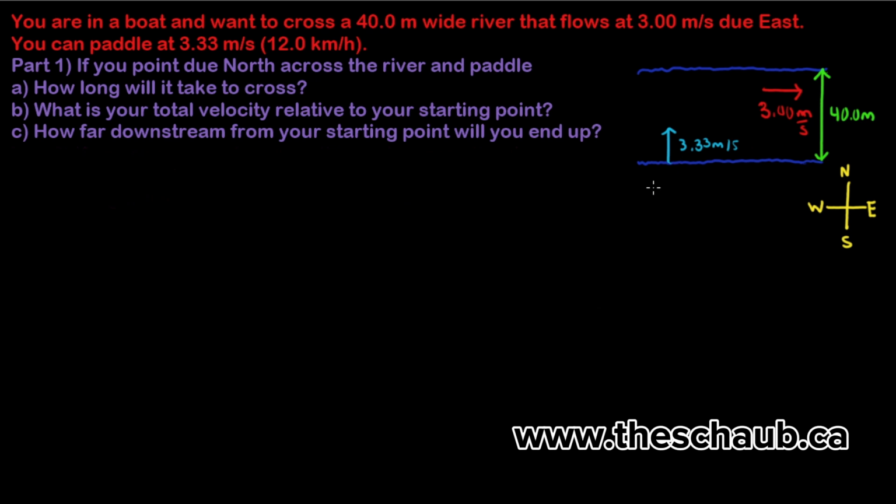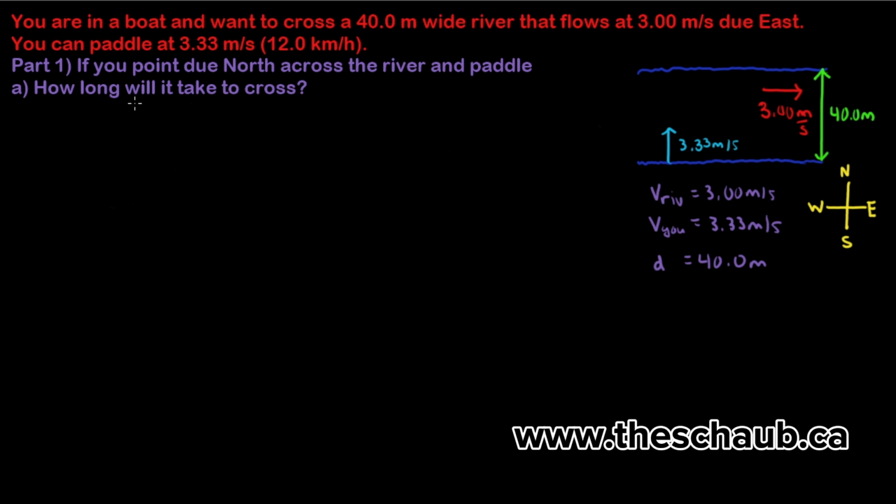organized throughout the question. So we have the velocity of the river, we'll call it v_riv, which is equal to 3.00 meters per second. We have your velocity, so we'll call this vu, which is equal to 3.33 meters per second. And we have the displacement to cross the river, the distance to cross the river, and we'll call this 40.0 meters. Now we're ready to solve part A, where we're asked how long will it take to cross if we point due north across the river and paddle.